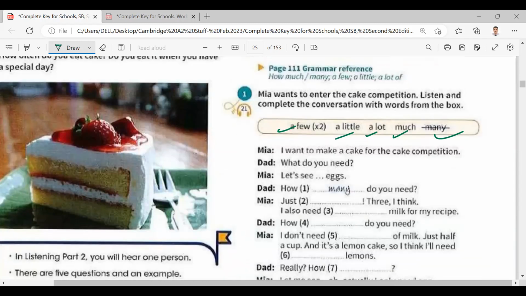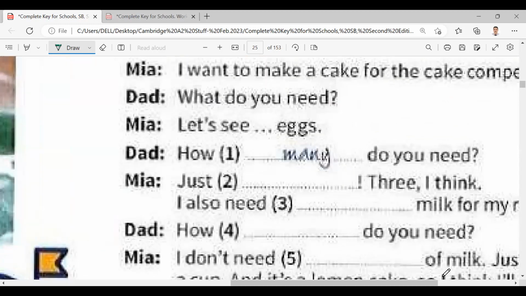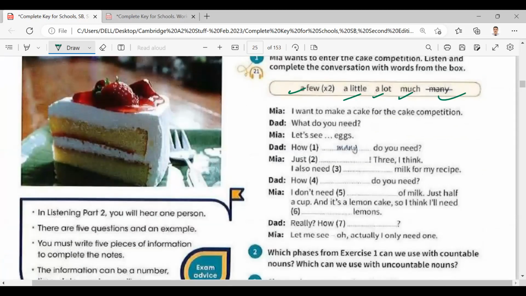This audio 21. Unit 3. Grammar. Exercise 1. I want to make a cake for the cake competition. What do you need? Let's see. Eggs. How many do you need? Just a few. 3, I think. I also need a little milk for my recipe. How much do you need? I don't need a lot of milk, just half a cup. And it's a lemon cake, so I think I'll need a few lemons. Really? How many? Let me see. Oh, actually, I only need 1.